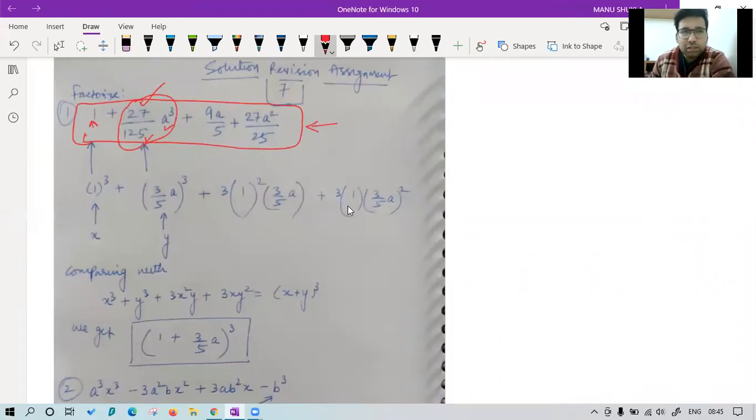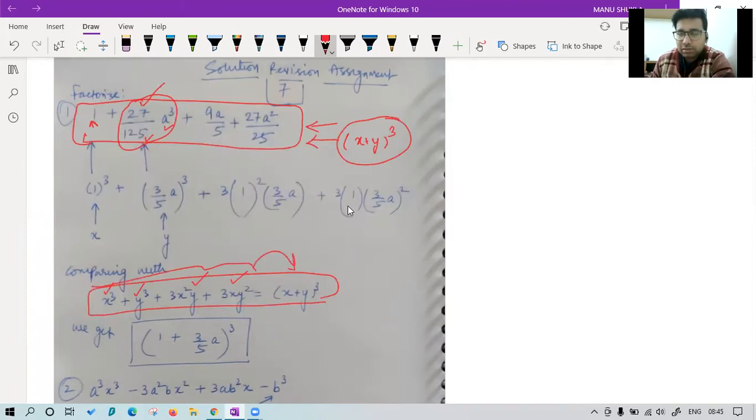So this was the hint for me to understand that this may be an identity of the form x plus y whole cube. Now I will try to write this complete expression as the formula of this identity. I will write the first term as x cube, the second term as y whole cube, then 3x square y, then 3xy square. As soon as I am done with this, I can write the answer. Simple method of factorization. Okay.